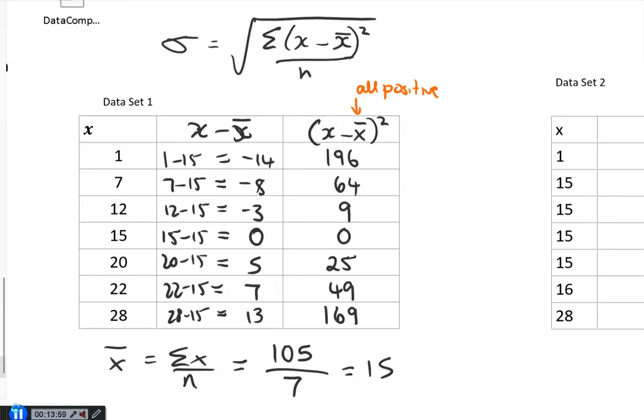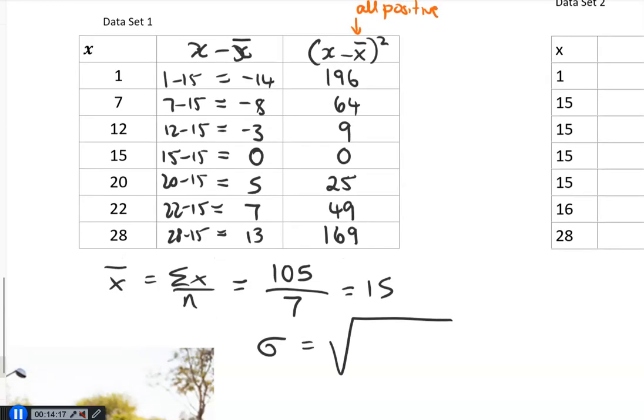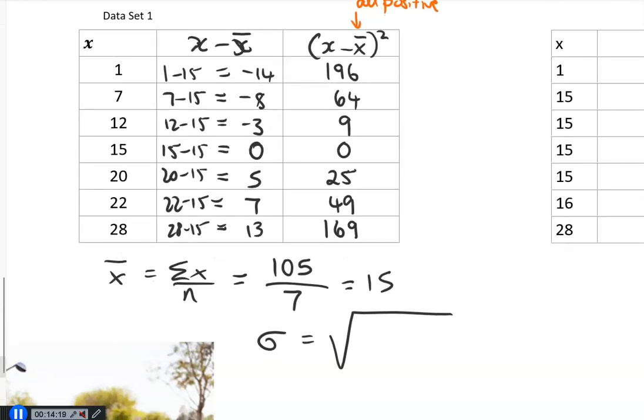Okay, so are we okay that we've got these numbers? Now we've got our numbers. What does the formula tell us to do? Add them up. So we're going to use our formula to do this. Our sigma is going to equal the square root of. So what is the sum of that column?